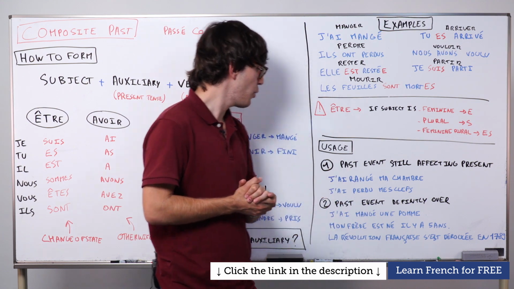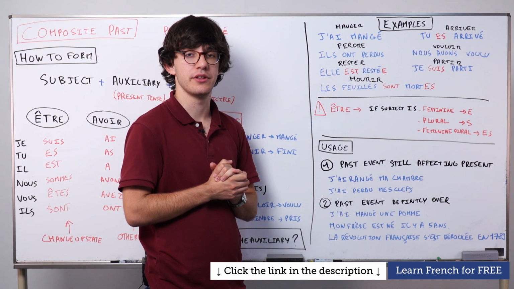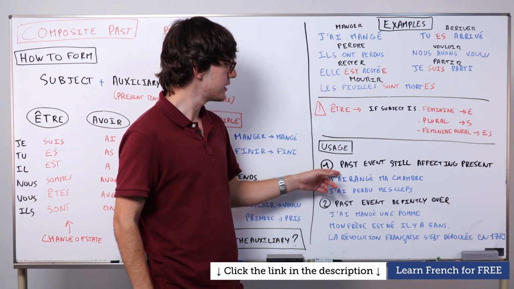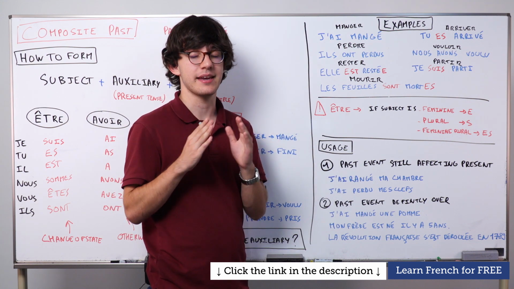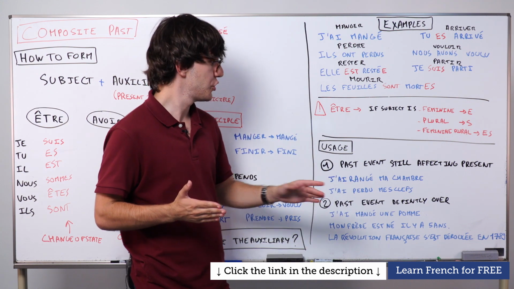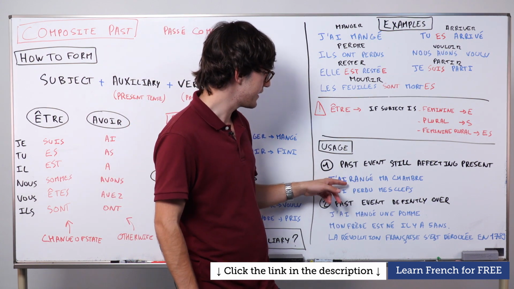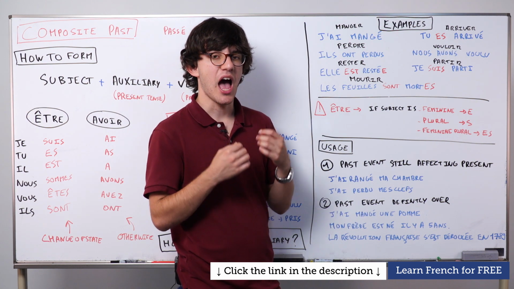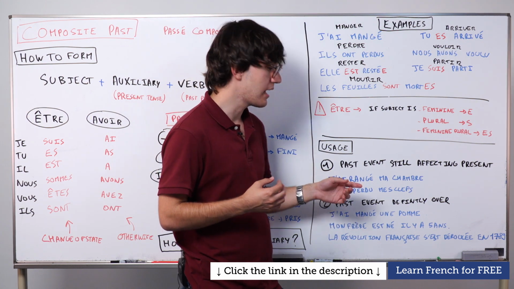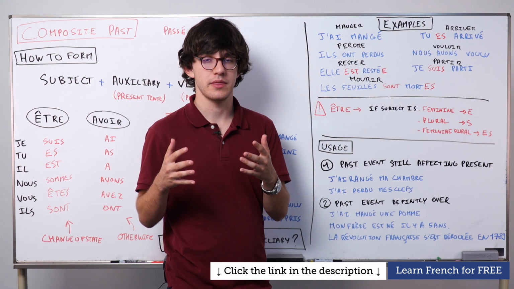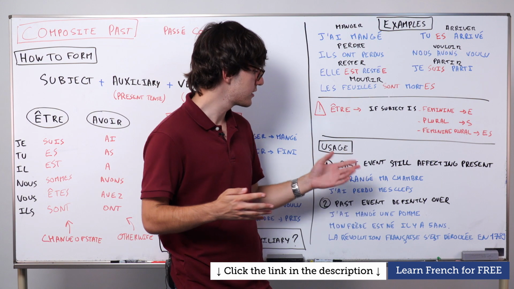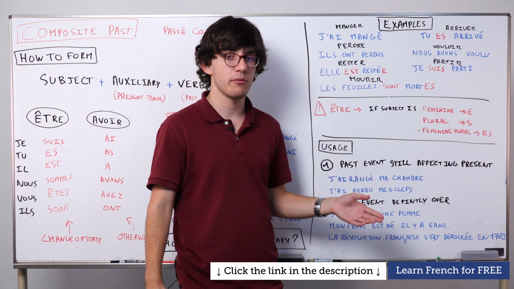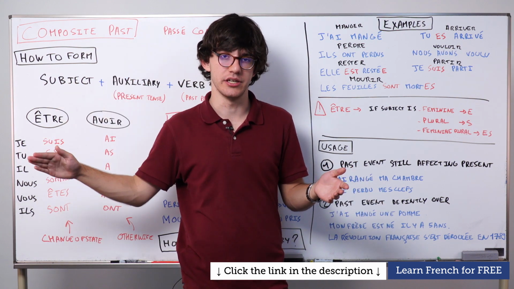And then, what about the usage of the passé composé? There are two main usages. So the first one is when you talk about a past event that is still affecting the present. So right now, like if I said, j'ai rangé ma chambre. It means I've tidied up my room, but it means that it's still tidy. Like, now it's clean. It's not something that was done before and now it's not true anymore. J'ai rangé ma chambre. I did it in the past and it's still done.